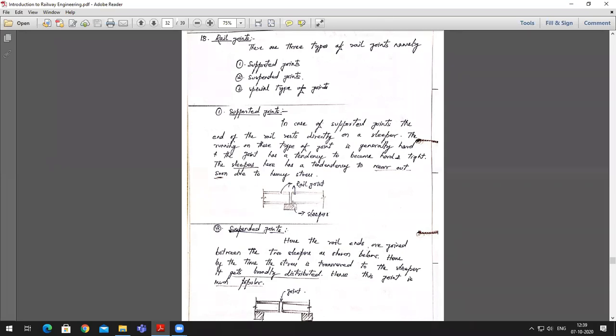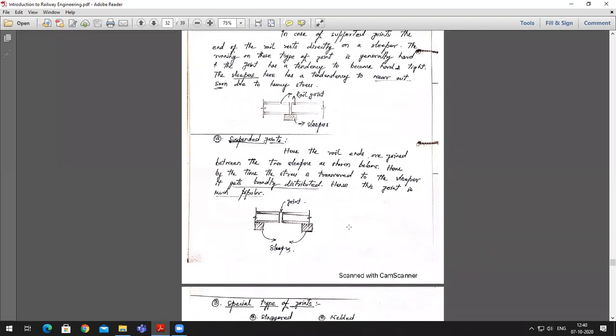To prevent this from happening, normally the joint would be placed on the sleeper, but before placing it on the sleeper they place one more metallic sheet which we call the bearing plate. The bearing plate of certain thickness will be placed just above the sleeper, so that whatever impact comes will be prevented from hitting the sleeper through direct contact. So that is what we call the supported joint.